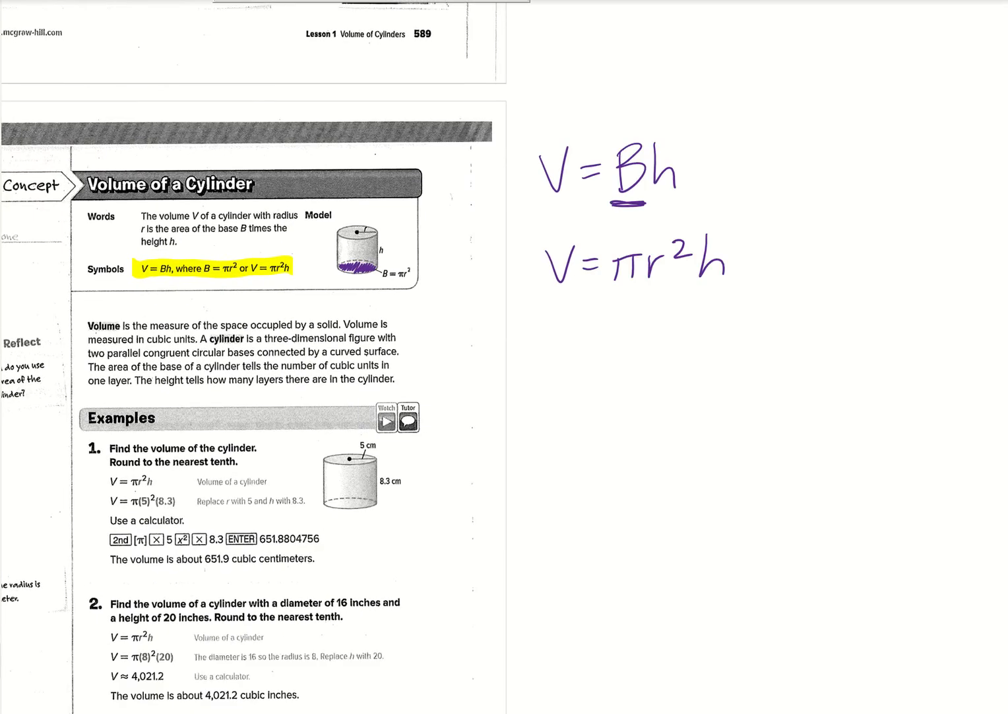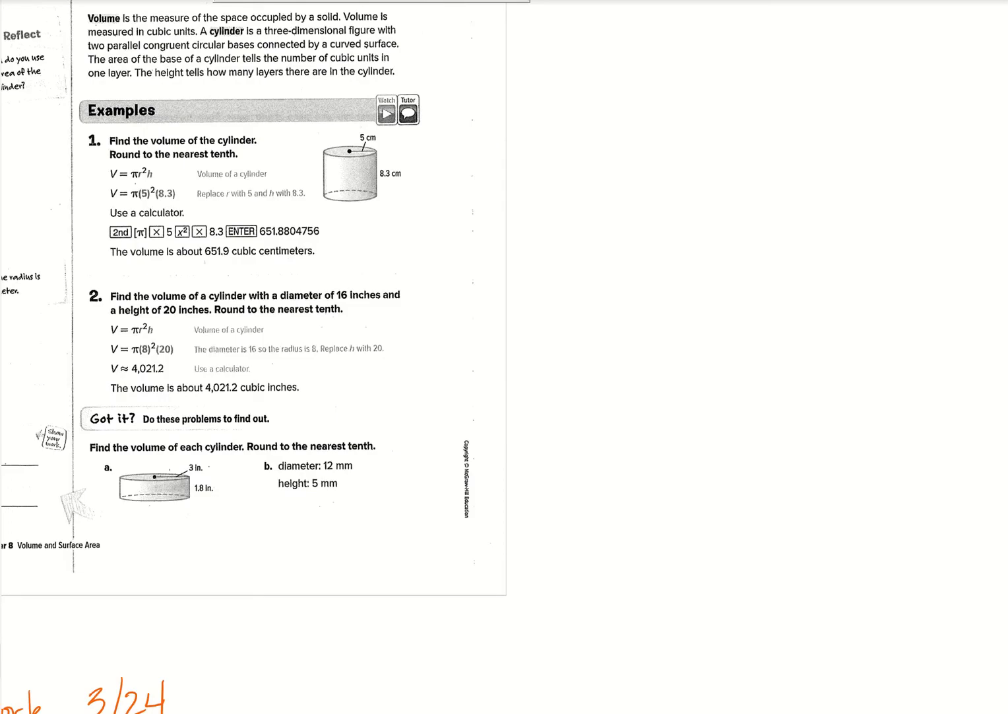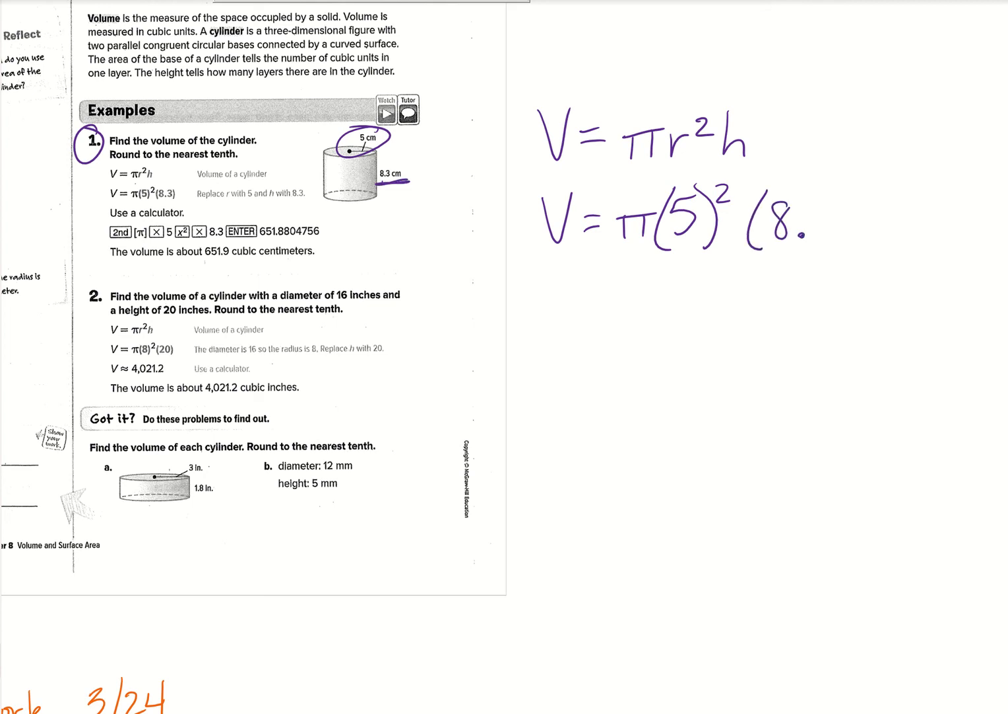All right, so if we look at example 1 here, it says find the volume of a cylinder and then round to the nearest tenth. Just like we did yesterday, I'm going to start with just the formula: pi r squared times h. Then I'm just going to plug in everything they give us. They give us 5 for the radius, so we can plug that 5 in there. And h is our height, which is 8.3. That's given right there. After that, we can just simplify.